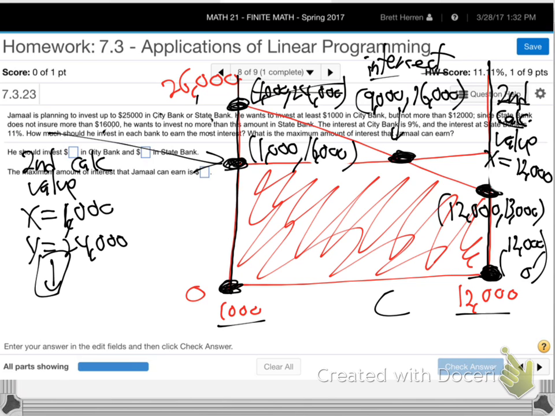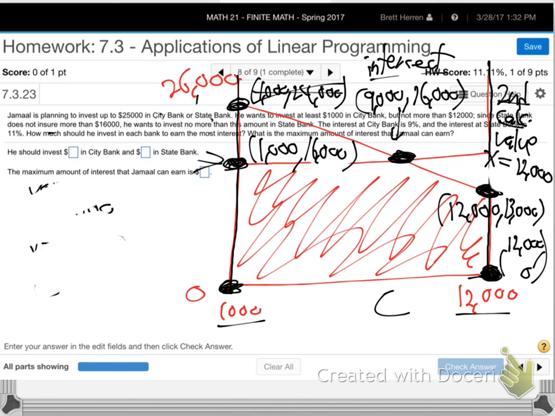We found them. So now you just have to enter those one at a time. Let me come over here. And we have to put those into the objective function. So what was the objective function? We're trying to maximize 0.09x plus 0.11y, or C and S, whatever.